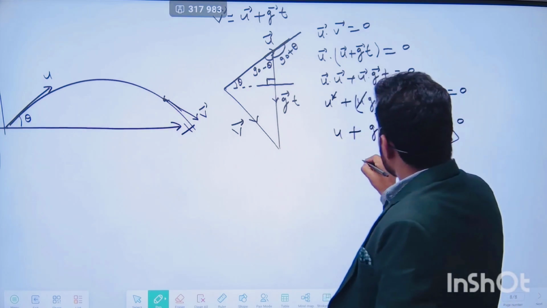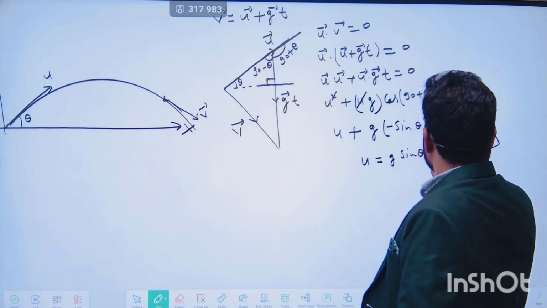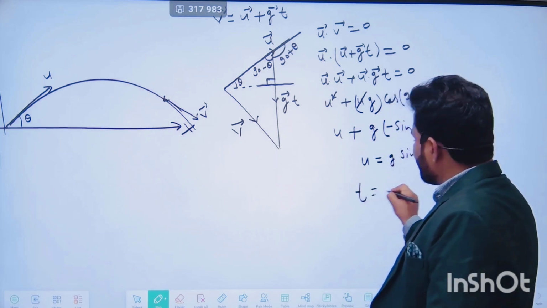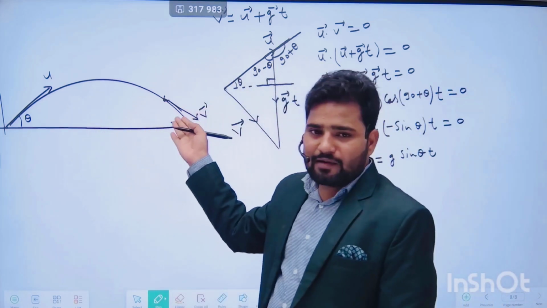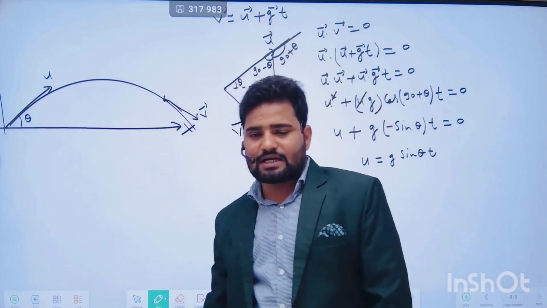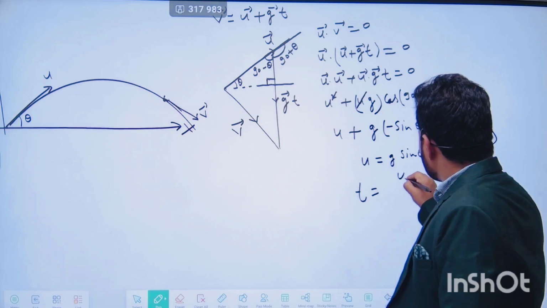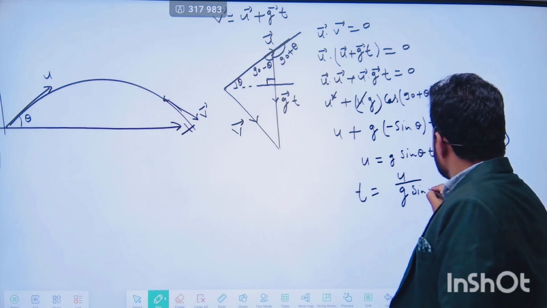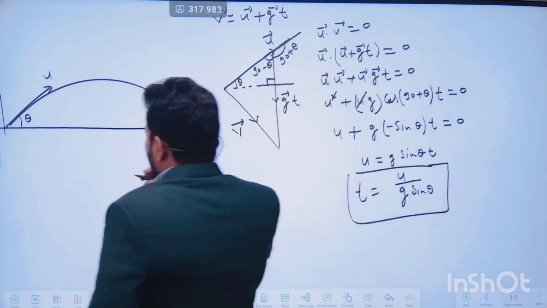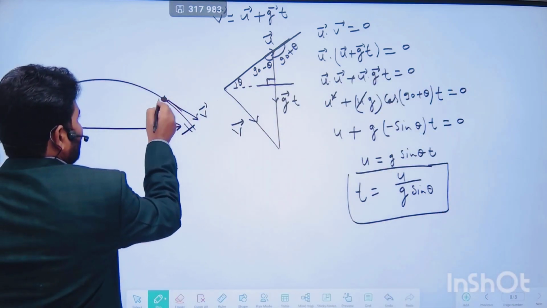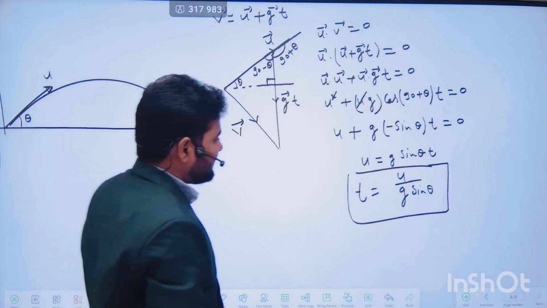So what about the t? u is equal to g sine theta into t. From here we'll get the value of t, after which the velocity will become perpendicular to the initial velocity. So from here t is equal to u by g sine theta. This is our expression, after which the particle will get a velocity which is perpendicular to the initial velocity.